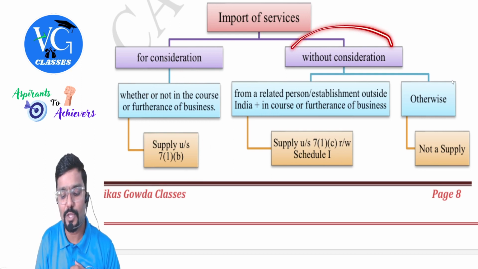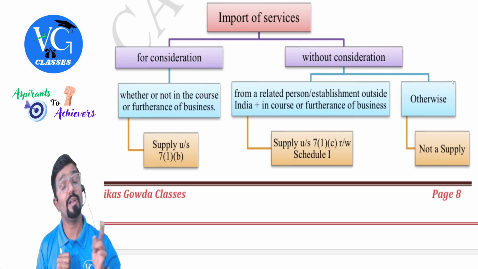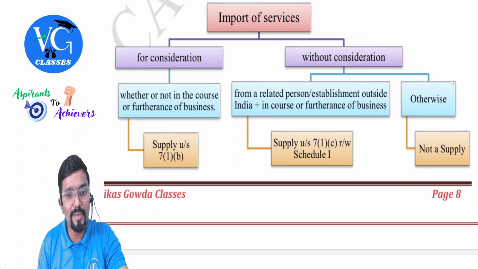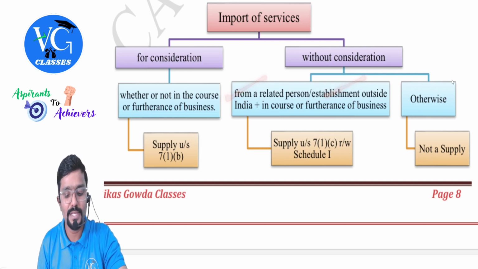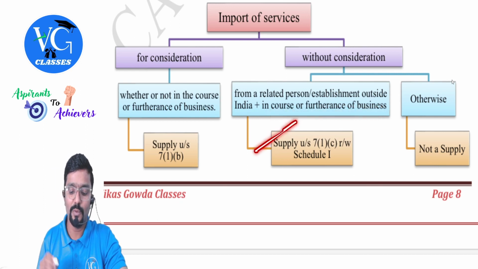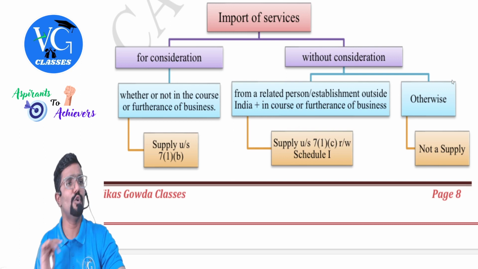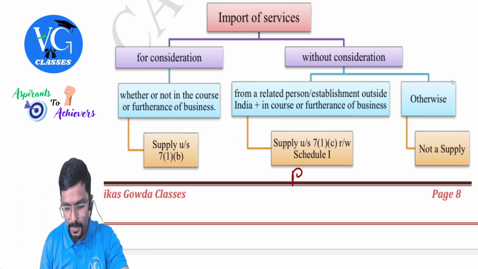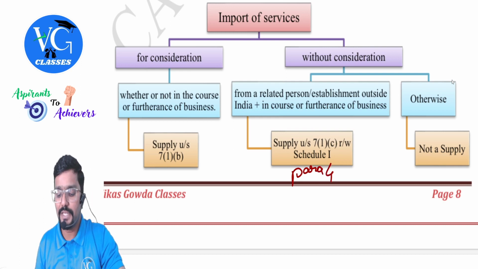Next, if it is without consideration, what should I check, guys? Para 4. But will para 4 always be applicable? No, no. Check it. Is it from a related person or establishment outside India? Yes. Plus, is it in the course or furtherance of business? Yes. Only then it will be a supply as per section 7(1)(c) read with para 4 of Schedule 1. If you want, I will also write para 4. Sir, what if it is otherwise?